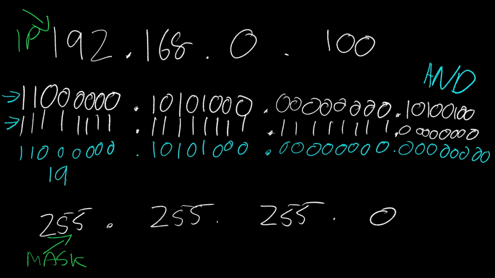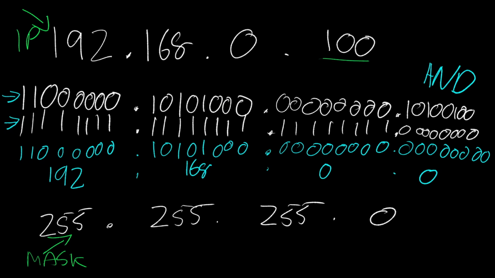Okay, so if you look at that result, this light blue one here, and put that back into decimal values here, we get 192.168.0.0. And that 192.168.0.0 is our network address. Okay, that's the identity of that network.